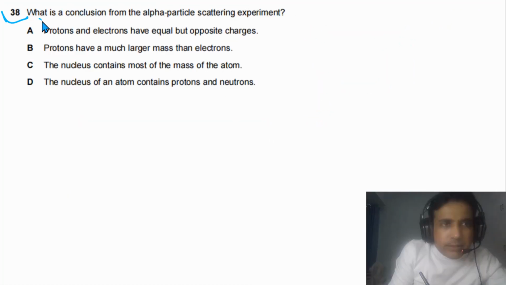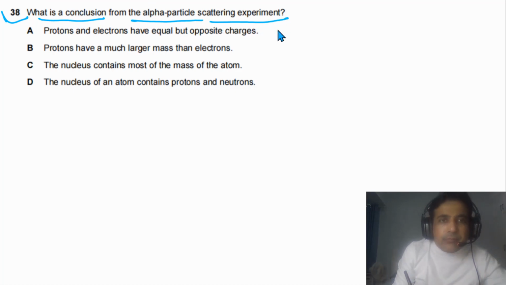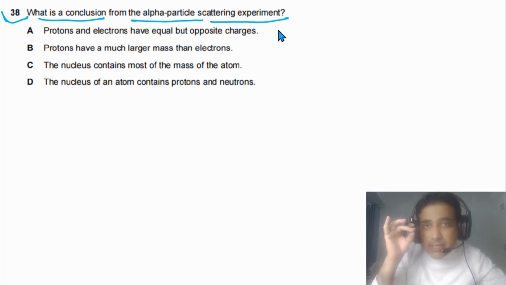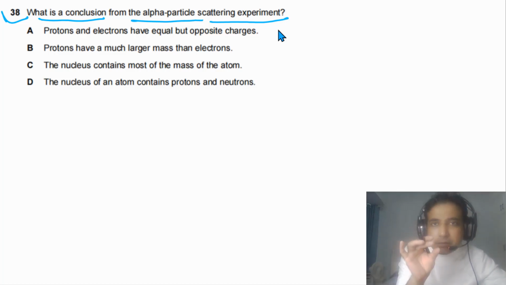Question 38 says, what is a conclusion from the alpha particle scattering experiment? From the alpha particle scattering experiment, we concluded that most of the atom is empty space, or we can say mass is concentrated at the center of the atom. So mass is concentrated in the nucleus.